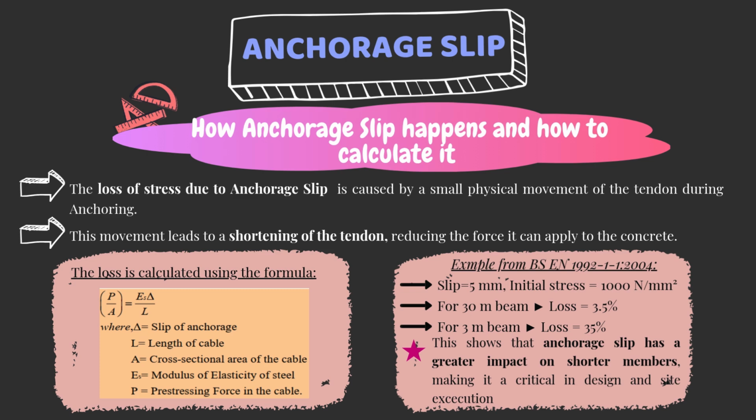Next, how it happens and how to calculate it. The loss of stress due to anchorage slip is caused by a small physical movement of the tendon during anchoring. This movement leads to a shortening of the tendon, reducing the force it can apply to the concrete. By using the formula P equals A L, we can see that the loss for a 30 meter beam is 3.5%. Therefore, for a 3 meter beam it is 35%.